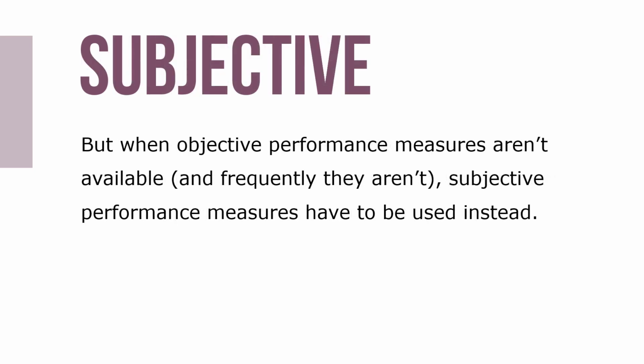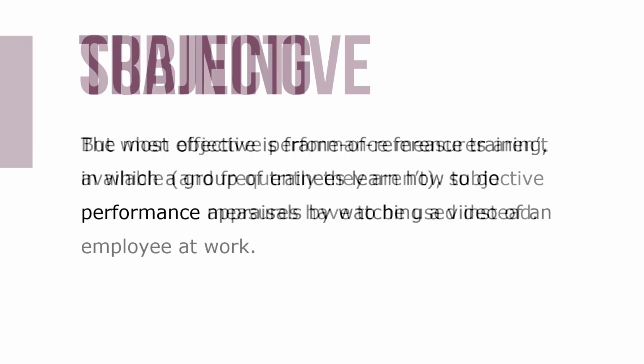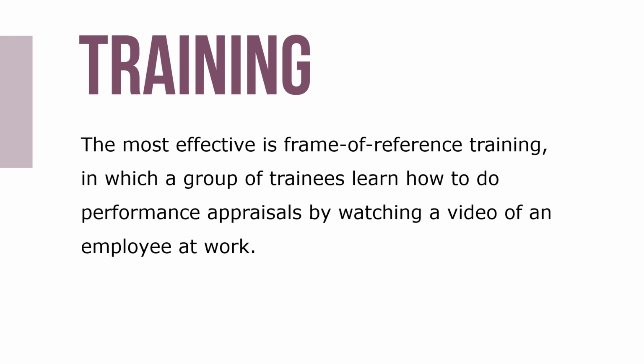But when objective performance measures aren't available, and frequently they aren't, subjective performance measures have to be used instead. Subjective measures require that someone judge or assess a worker's performance. The second approach to improving the measurement of workers' job performance is rater training.